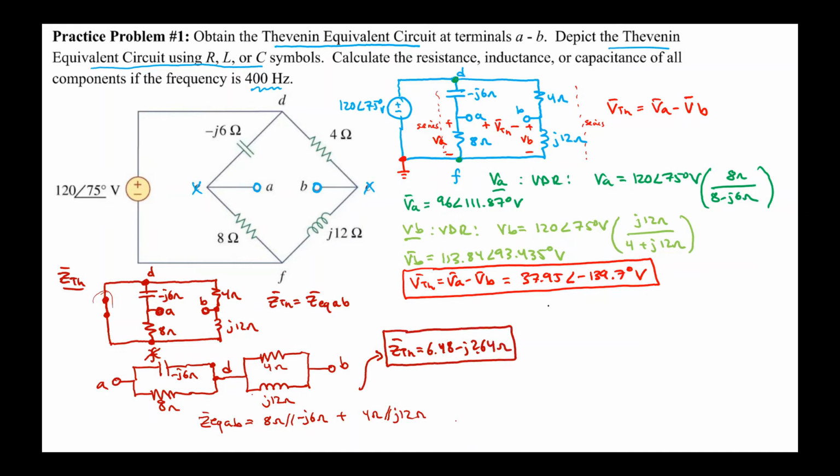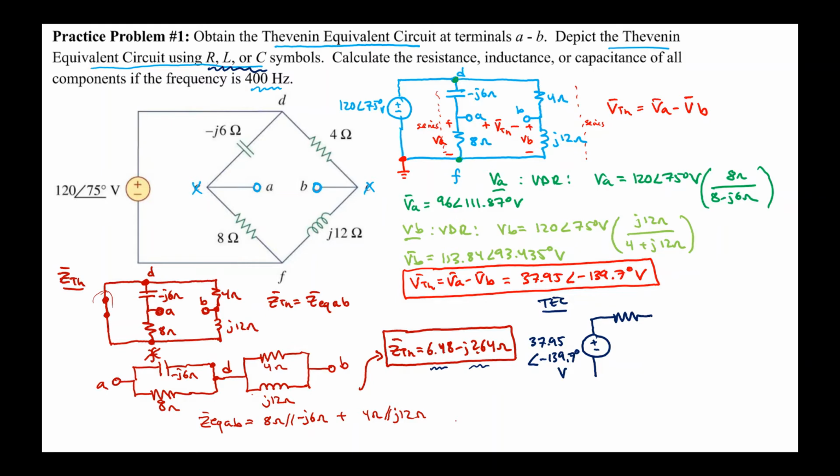When putting together our sketch of the Thevenin equivalent circuit, we can do so with the voltage source that has the value we calculated, 37.95 angle minus 139.7 degrees volts. We could represent Z Thevenin as a block, but they specifically asked us to use R, L, or C symbols. We can see that the Thevenin impedance has a real part and it has an imaginary part. The real part we can represent with a resistor.